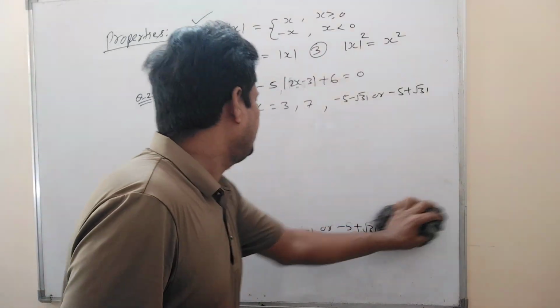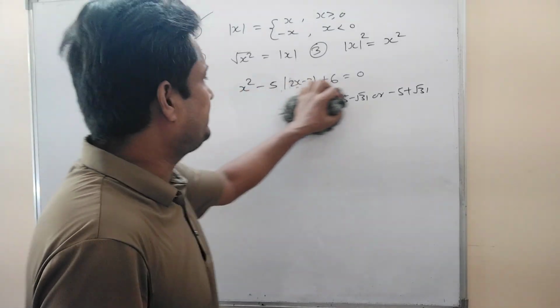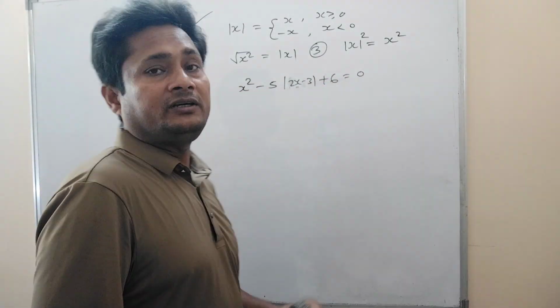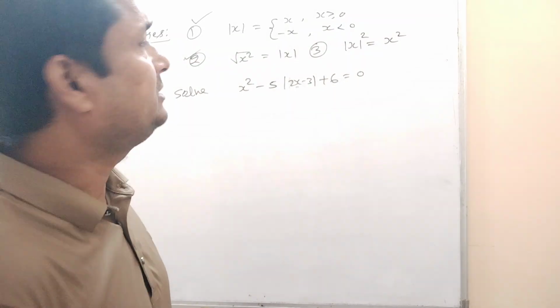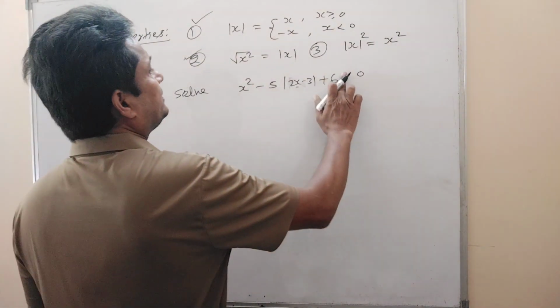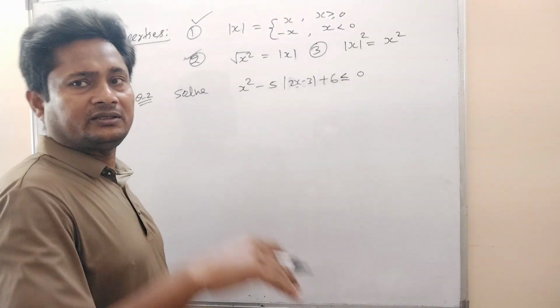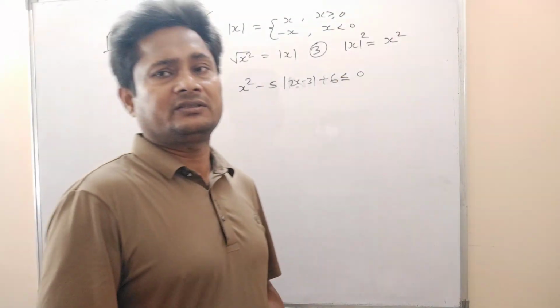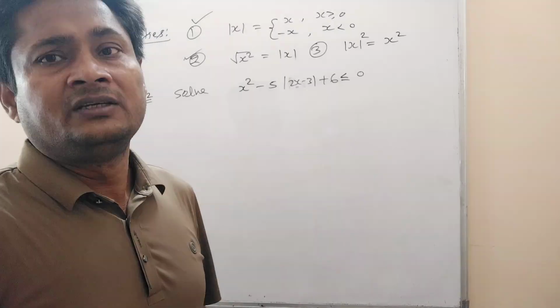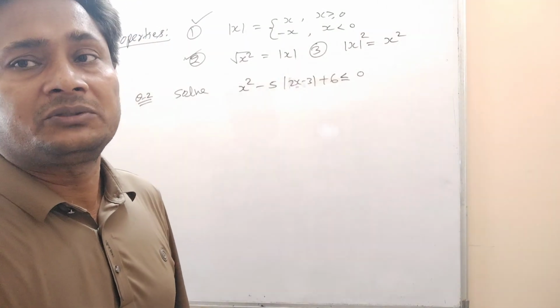Now if we apply an inequality, let's say here, less than or equal to 0, or greater than or equal to 0, or less than or greater than 0, if this type of inequality is applied, then how will you solve this?